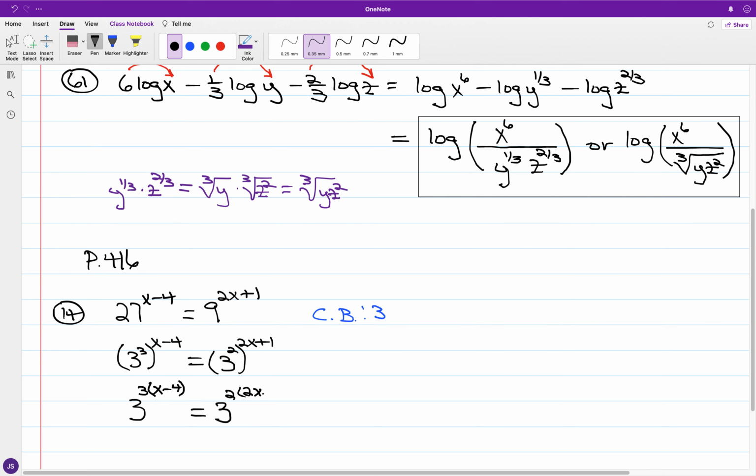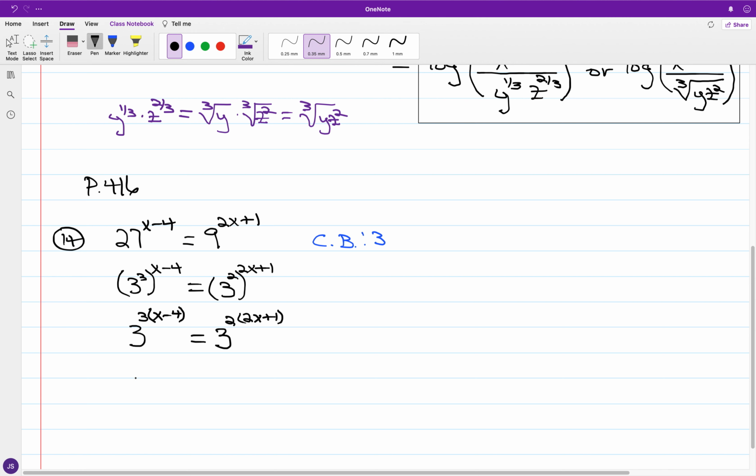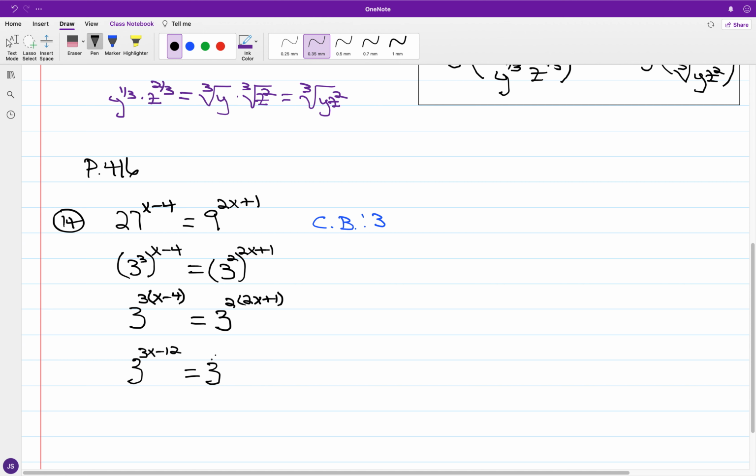So to the left I have 3 to the 3 times the quantity of x minus 4. So this is going to be 3 to the 3x minus 12. And to the right, we have 3 raised to the 4x plus 2. And so I have single base 3 terms, and I can go ahead and set the powers equal to each other.